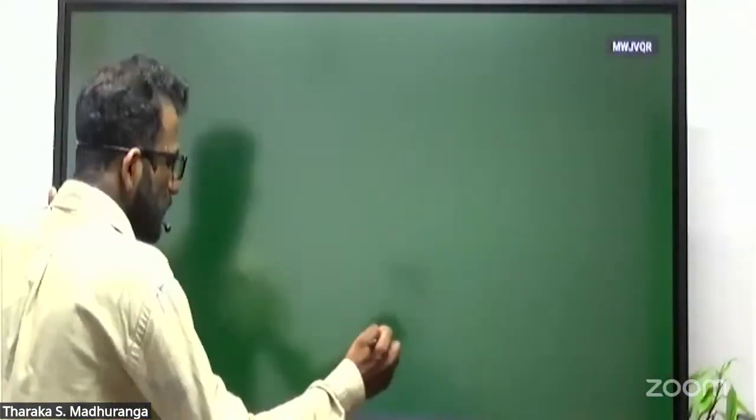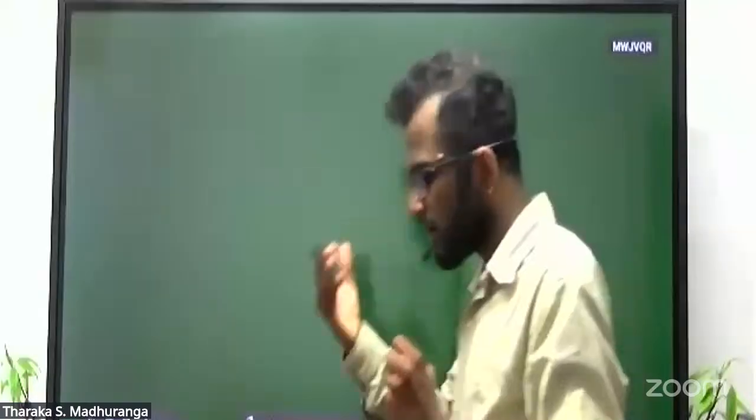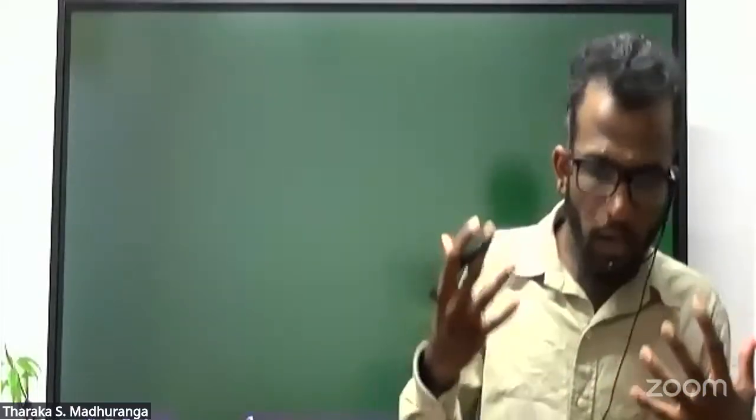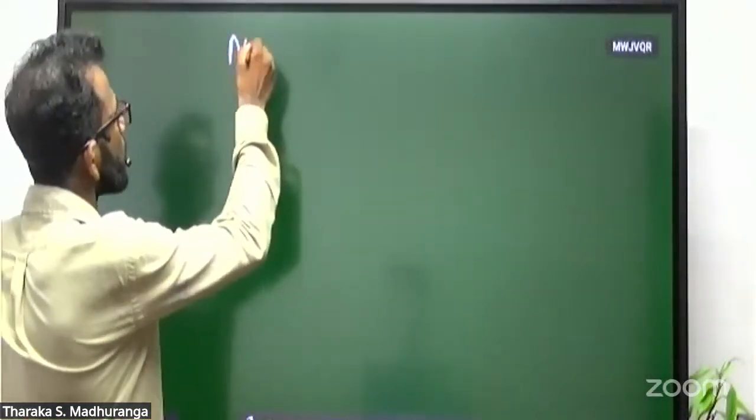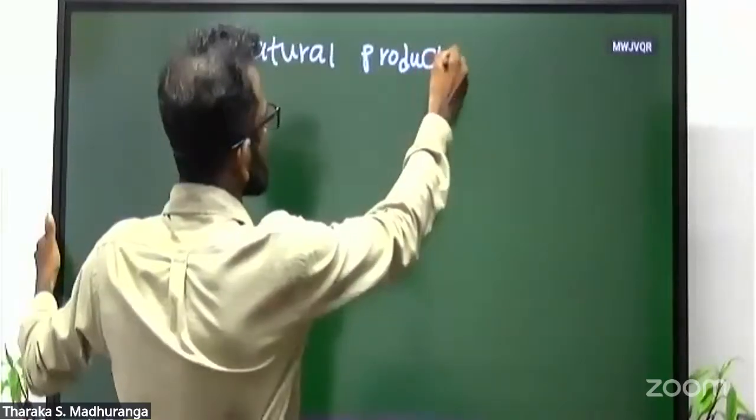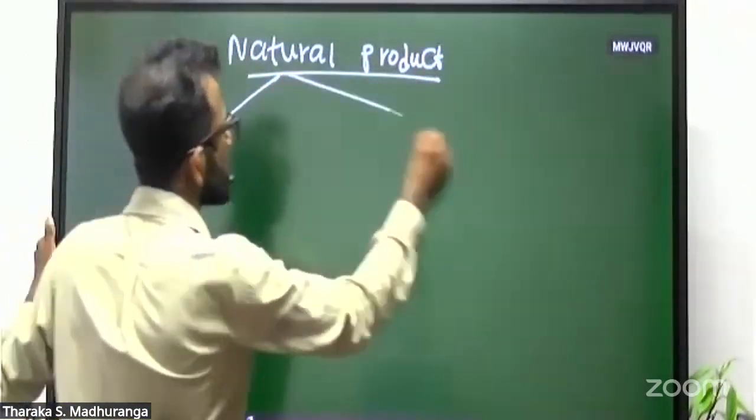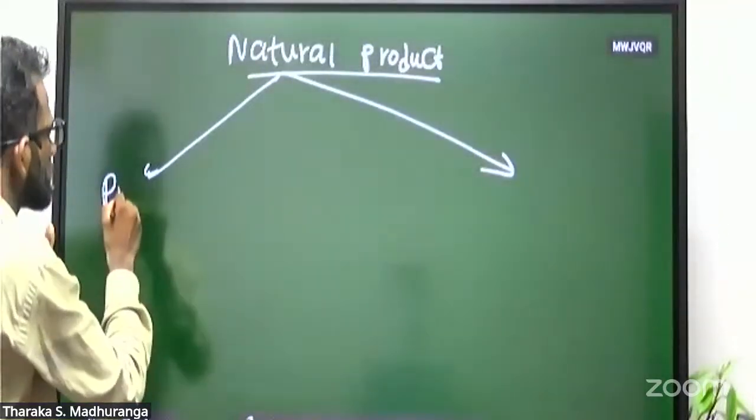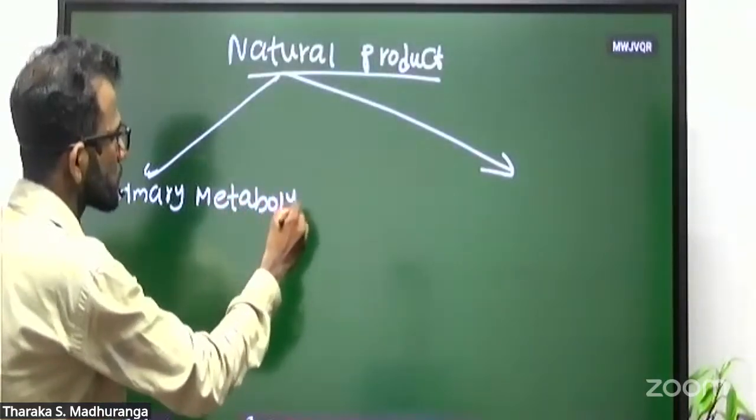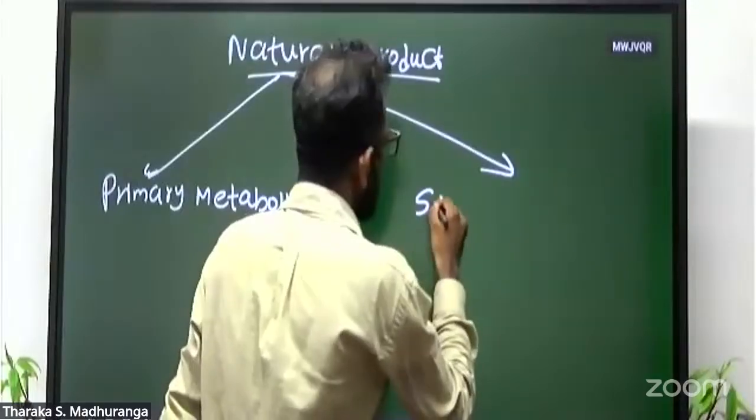Okay, now what do we know up to now? Natural products mean what? Any compound in a living organism, using carbon, hydrogen, oxygen, nitrogen plus sunlight as starting materials. There are two main types of natural products: primary metabolites and secondary metabolites.